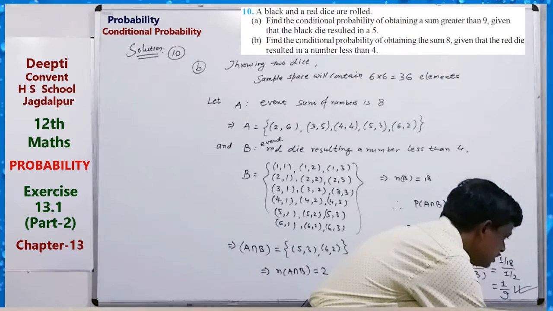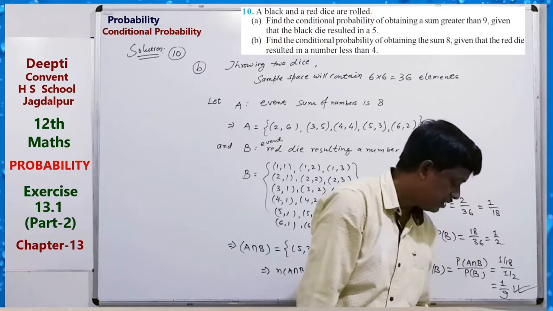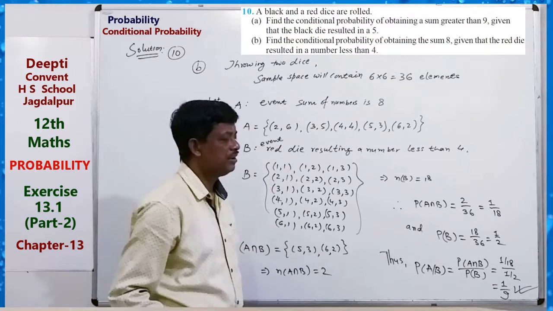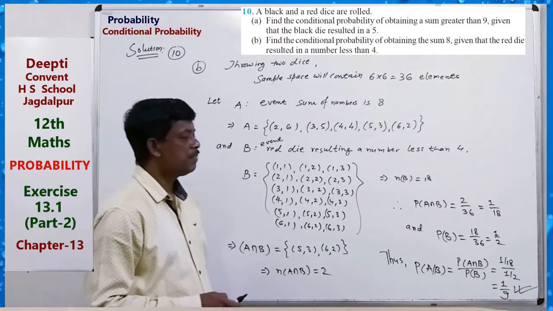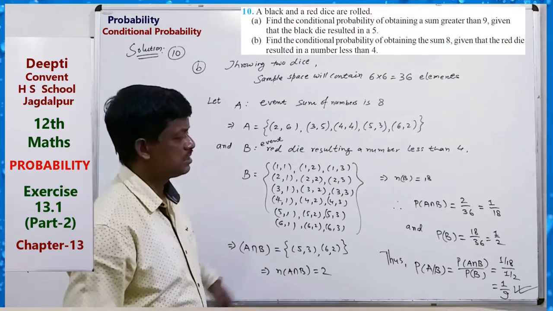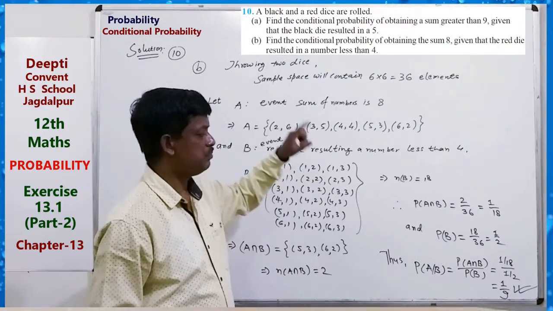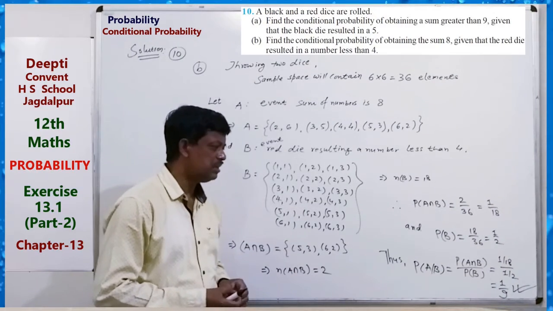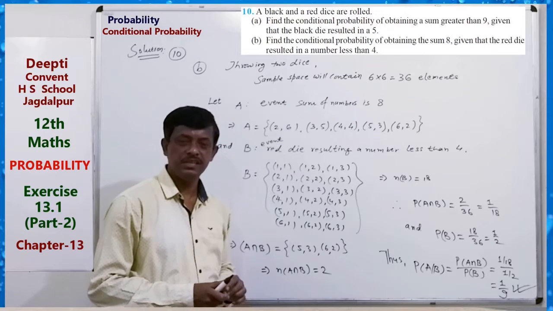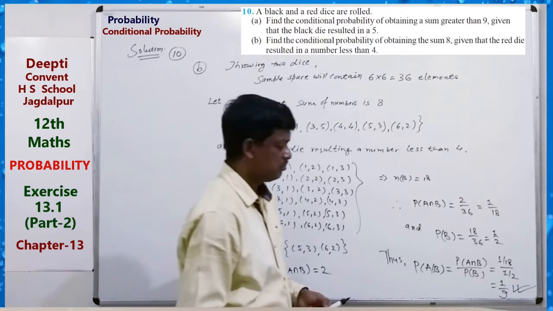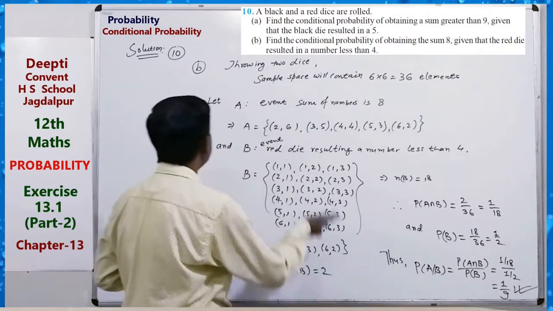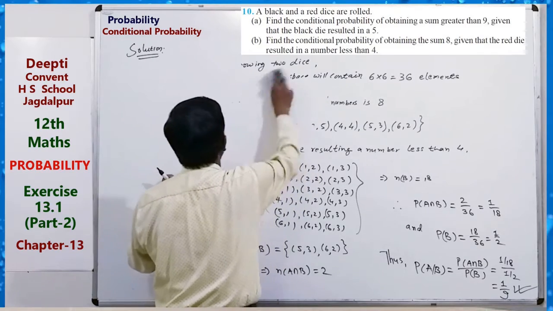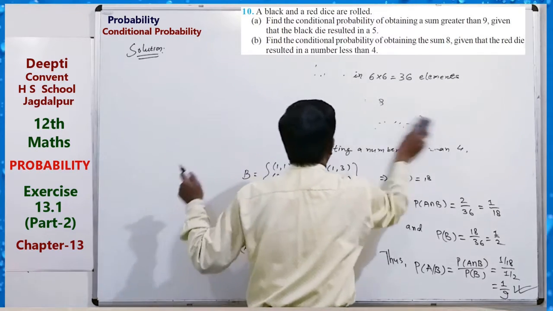Similarly, question 11. If a fair die is rolled, consider the events E, F and G, which are given. Find P(E|F), P(F|E), P(E|G), P(G|E), P(E union F | G), and P(E intersection G | G). So all the probabilities can be found very easily. The main thing is the formula.